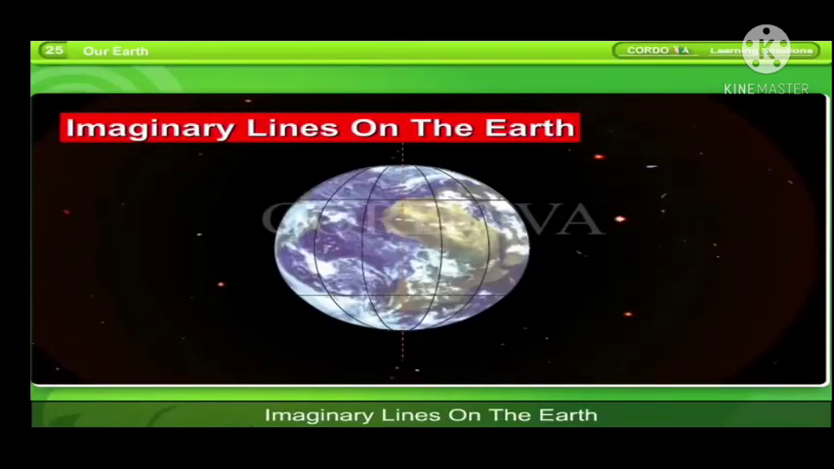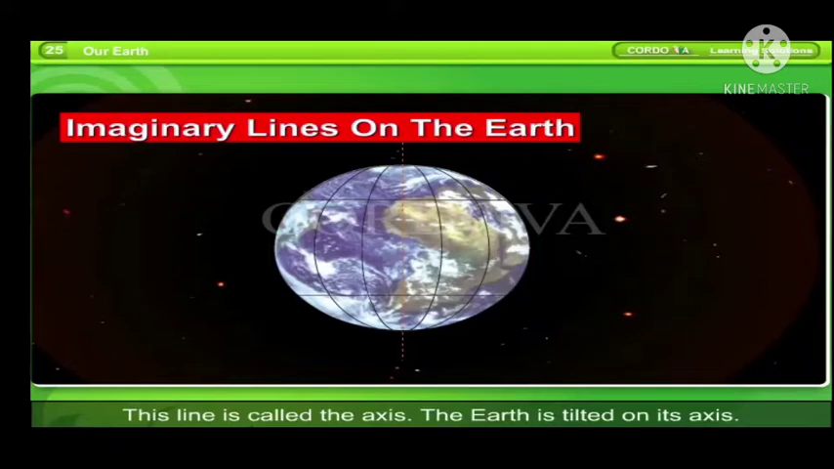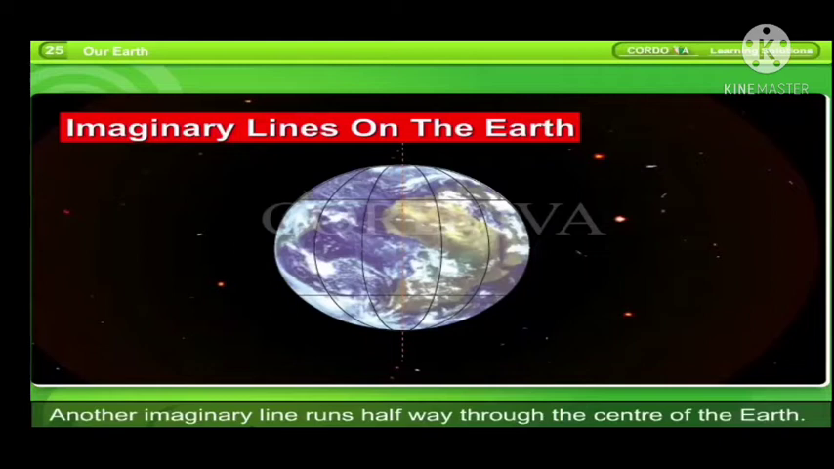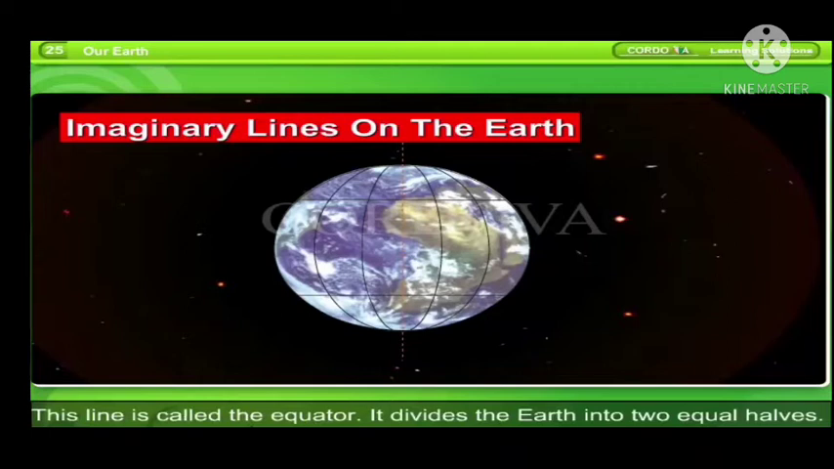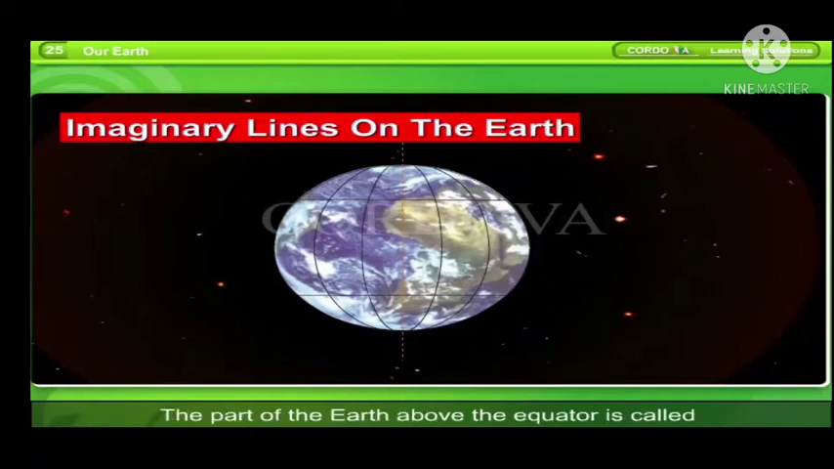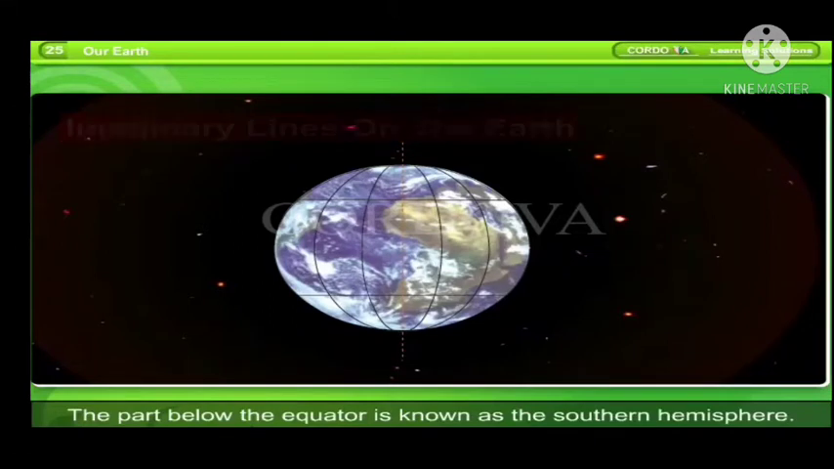Imaginary lines on the Earth. An imaginary line runs through the center of the Earth from the North Pole to the South Pole. This line is called the axis. The Earth is tilted on its axis. Another imaginary line runs halfway through the center of the Earth. This line is called the equator. It divides the Earth into two equal halves. The part of the Earth above the equator is called the northern hemisphere. The part below the equator is known as the southern hemisphere.